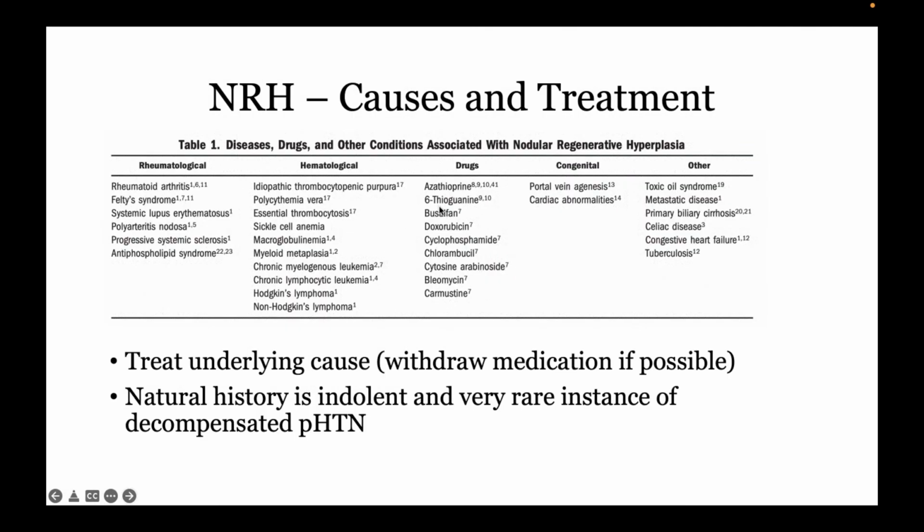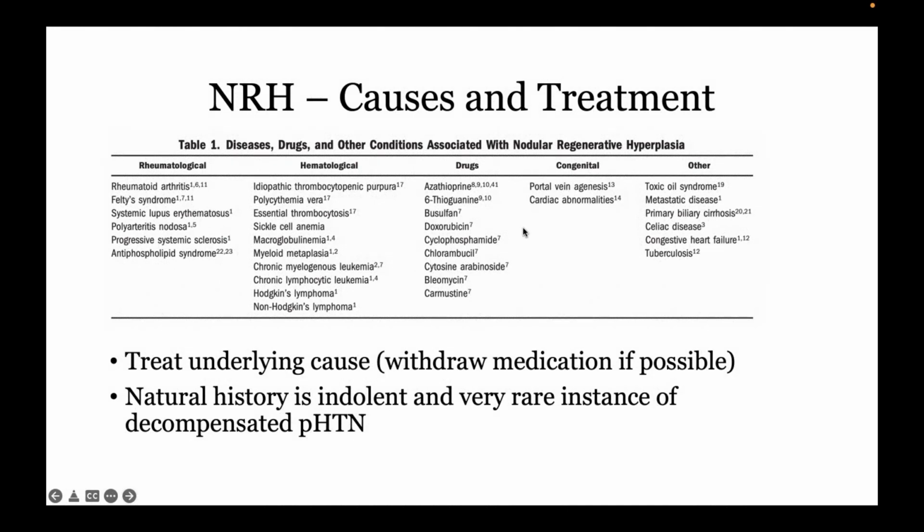This is associated, again, with some drugs. The notable drugs are azathioprine and 6-TG, as well as bleomycin, doxorubicin, busulfan, but also it can be associated with rheumatologic conditions such as RA, Felty syndrome, SLE, and some hematologic conditions such as ITP and polycythemia. It can also be congenital, but I doubt that we will see this.